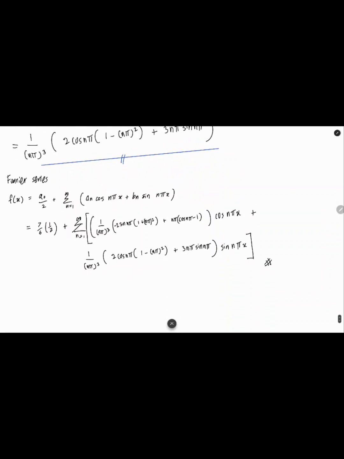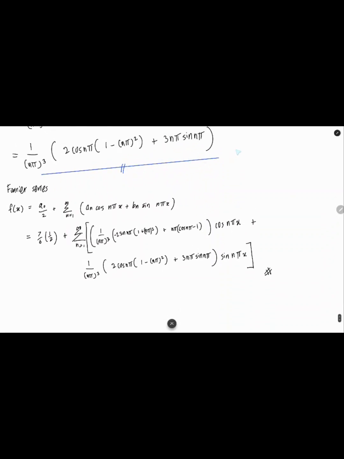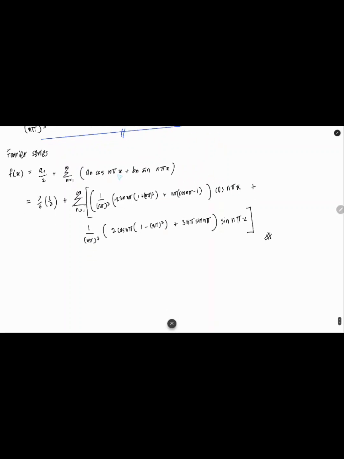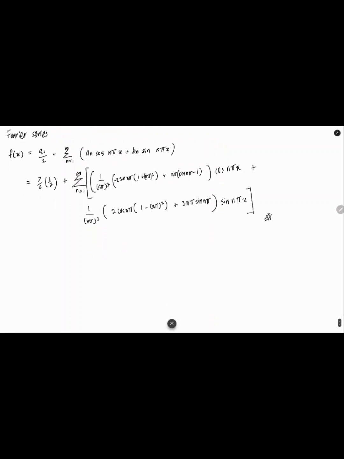Alright, then we put all the information for the a0, an and bn back into the Fourier series equation, and then this is the final answer for the Fourier series equation. Alright, that's all for me.